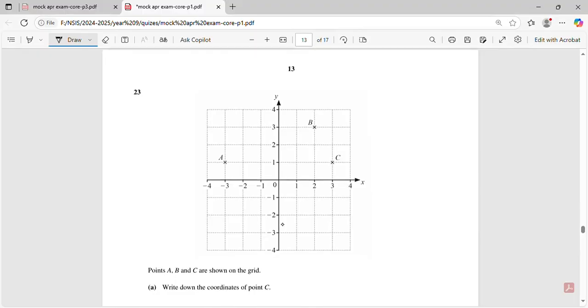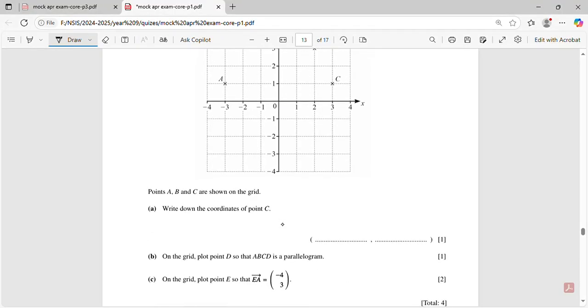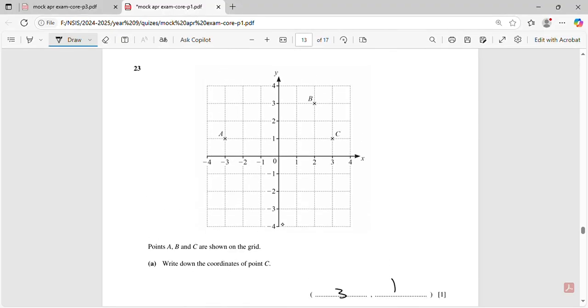Okay, now for this part he said that points A, B, C are shown on the grid, so write down the coordinates of the point C. How can we find the coordinates of point C? I have to start from x then y, so it will be 3, 1. On the grid, plot the point D so that ABCD is a parallelogram. Of course, a parallelogram has to meet these conditions. And he said how we can name the parallelogram.